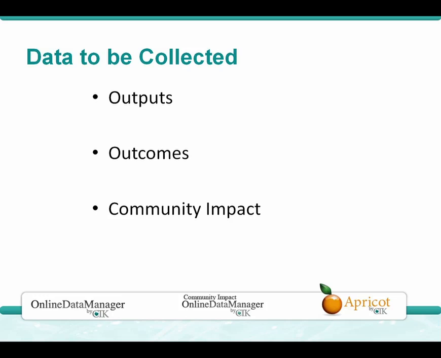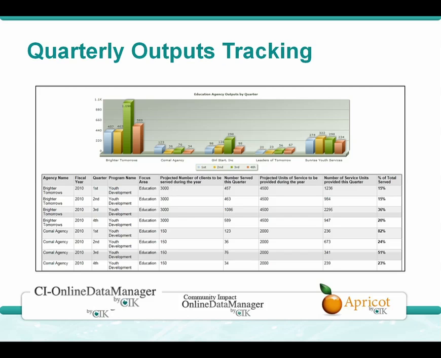Output, which really tells you how productive an agency is, how many people they're serving, how much they're providing. Outcomes, which are the changes in their conditions, behaviors, knowledge, or attitudes, which is why we do what we do, is just to change conditions. And then finally, community impact, which is what difference are we making on the entire community.